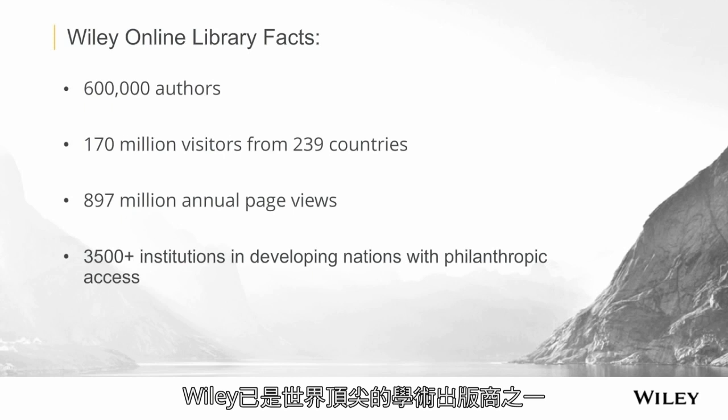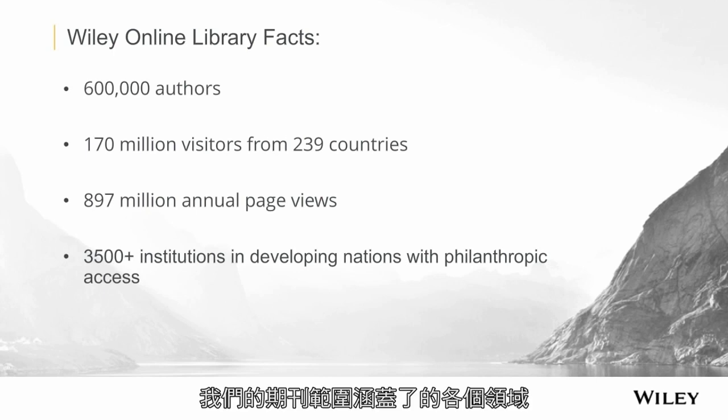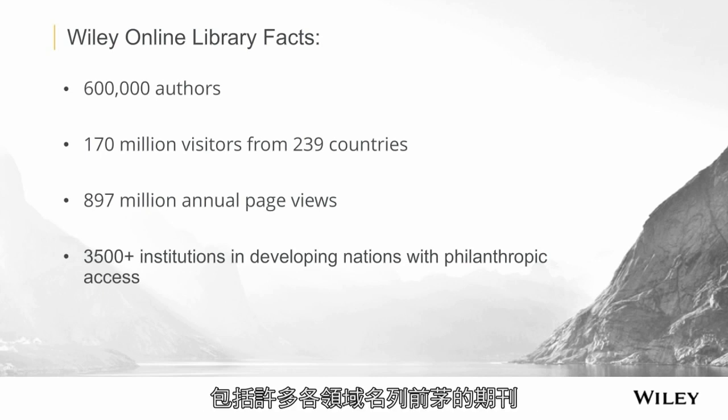Wiley is firmly established as the world's leading society publisher, with over half of our 1,600 journals published in partnership with prestigious international scholarly and professional societies. Our titles cover the full spectrum of life, health and physical sciences, social science and the humanities, and include many titles ranked at the forefront of their field.